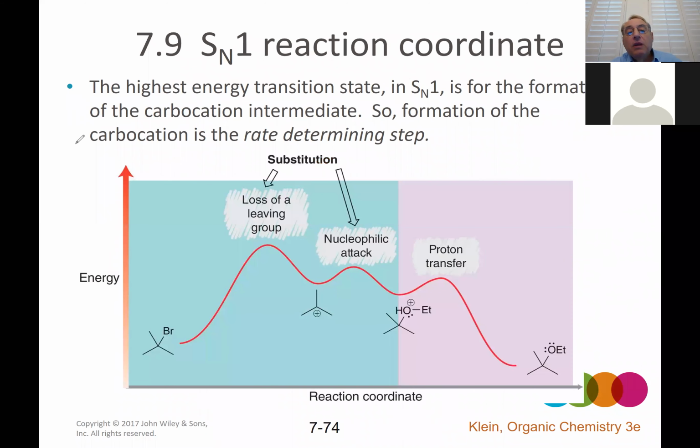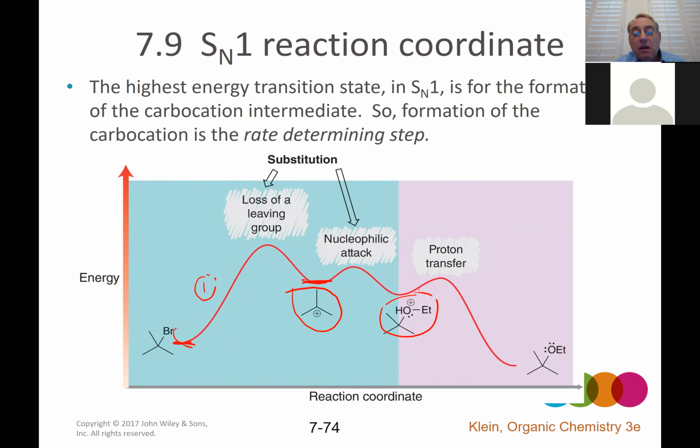So here's an energy diagram of that. We're starting here with the reactant, and the first step is loss of the leaving group. It gives you the carbocation. Then you have the nucleophilic attack. In this case, the nucleophile is the solvent ethanol. So you get nucleophilic attack over this barrier to give you the protonated product. And then you get a final proton transfer to give you the final substitution product.